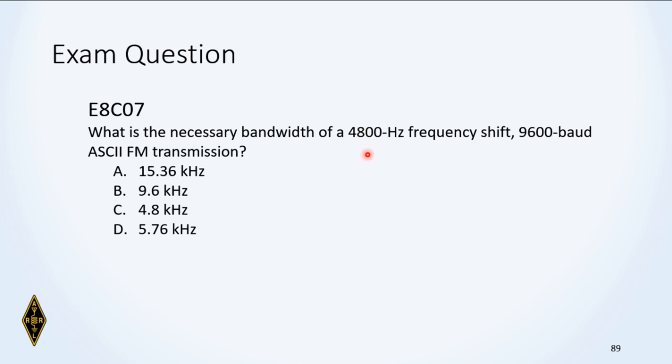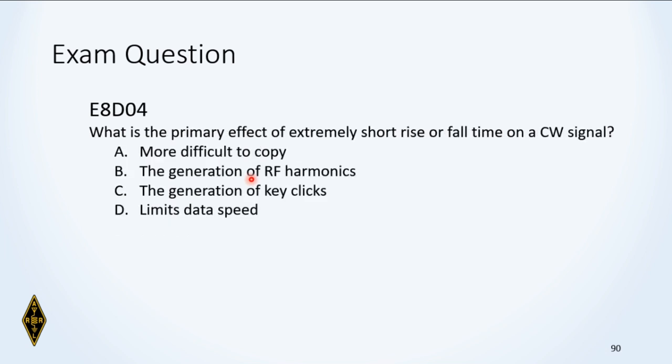Okay, necessary bandwidth of the 4800 hertz frequency shift, 9600 baud ASCII transmission. That'd be 4 times what? 4800. It works out to 19 something, which is A, the closest answer. So that's what I meant by the shortcut. You don't have to remember all those variations of the formulas. You can get to the exact answer if you use the formula, but you don't need to.